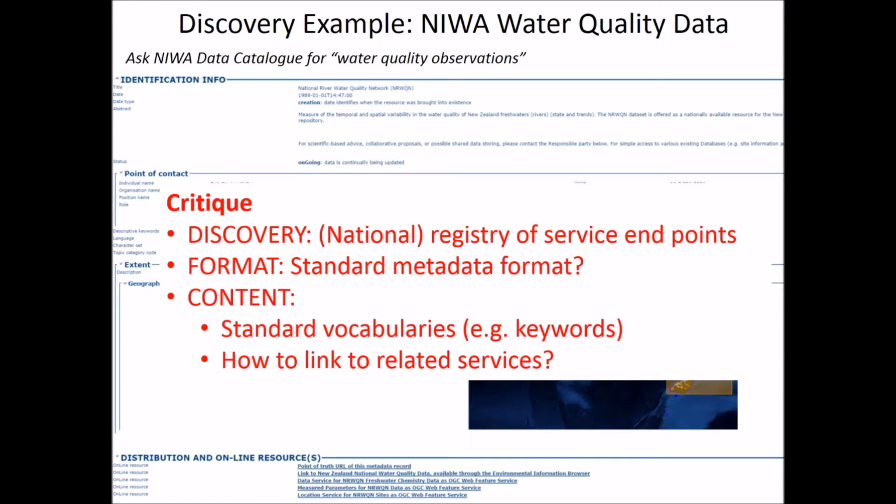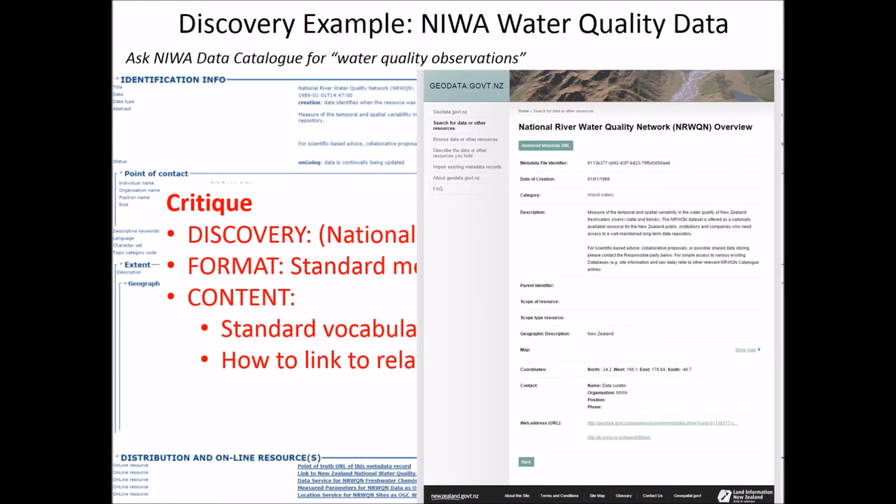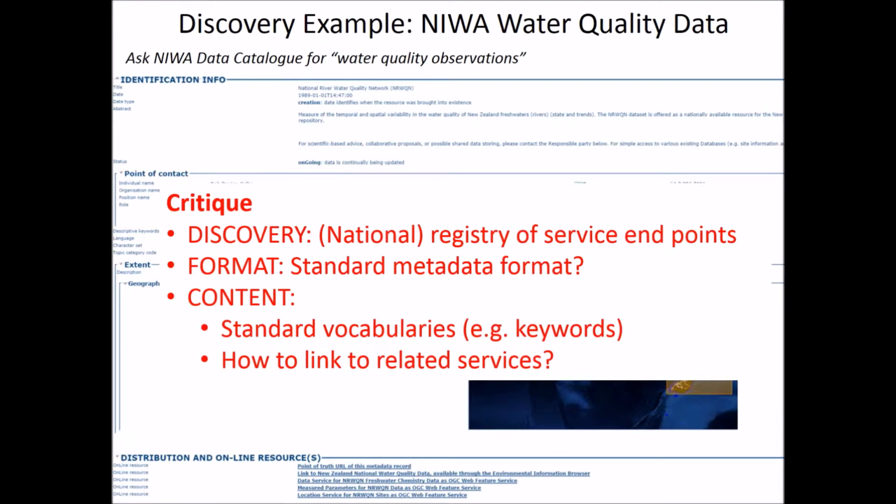Is this good enough? First of all, to get the data, you need to understand about the NIWA data catalog and where the data is. And while this catalog is also linked to other data services like the geodata service, geodata.gov.nz, and can be discovered through this one, this is just a start. What we need for sharing of environmental observation is a well-maintained national registry of service endpoints, so people can query across different data holdings, across different data providers.